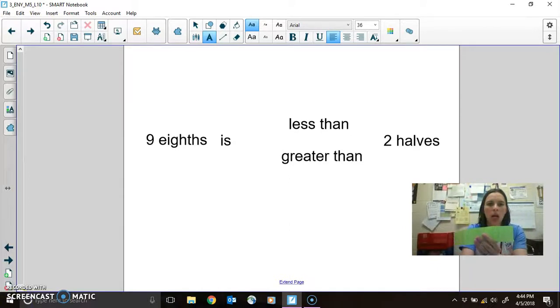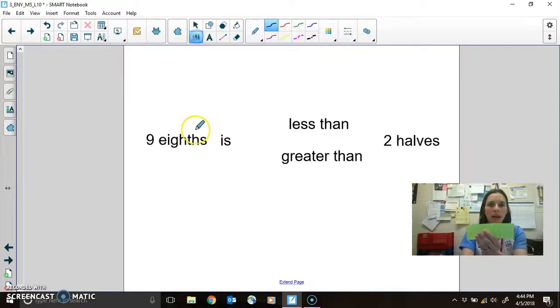Uh-oh. In my fraction strip, my one whole, I only have 8 eighths, but I need 9. All right, well, let's look at the 2 halves part. Maybe that will help me out.